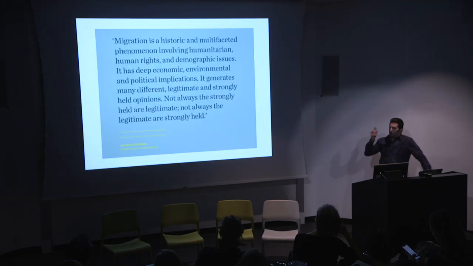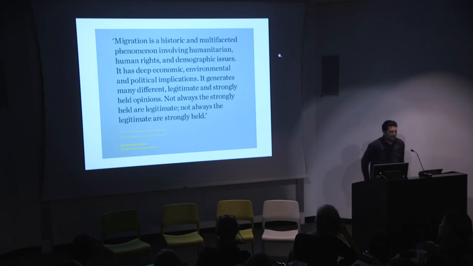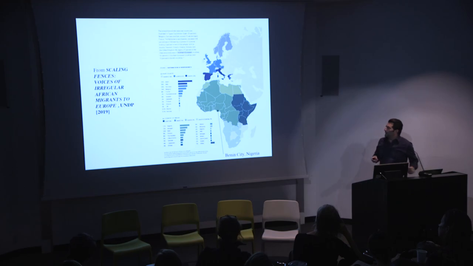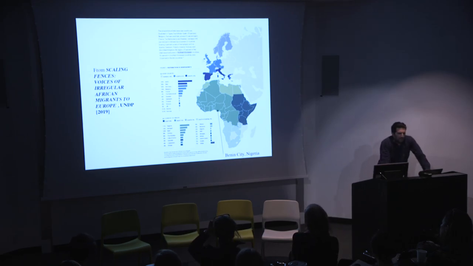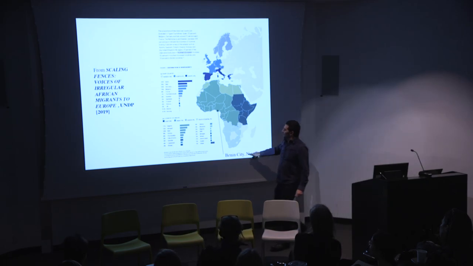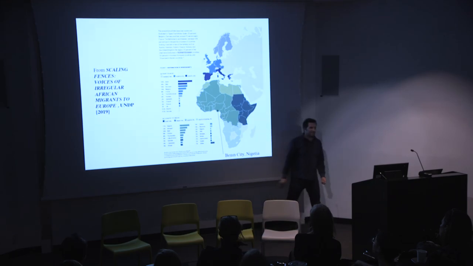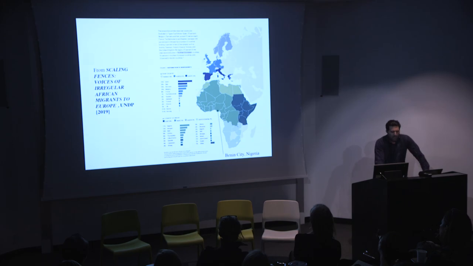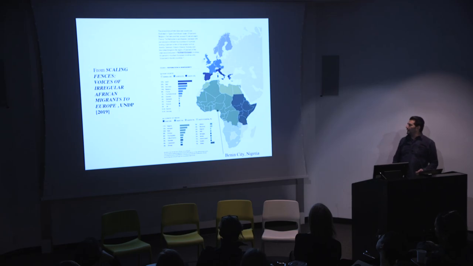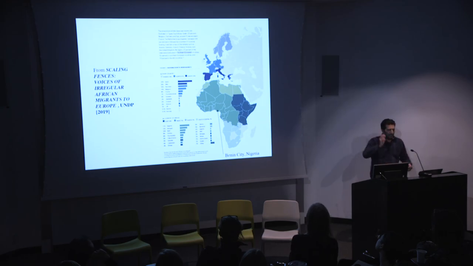I'm going to go a little bit forward and talk about migration. This is from a study called Scaling Fences, Voices of Irregular African Migrants to Europe, which talks about the ways in which the migration patterns work. Many of the people from this study were from Benin City, and so I've identified that on the map. But the places to which they go, which are primarily Spain and Italy, are very resistant to allowing them in.